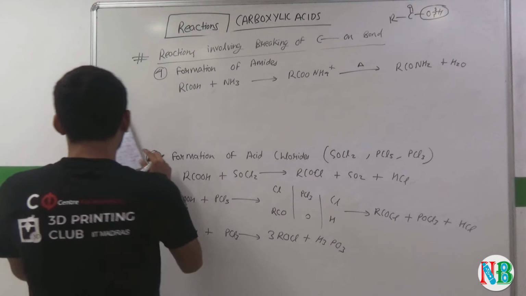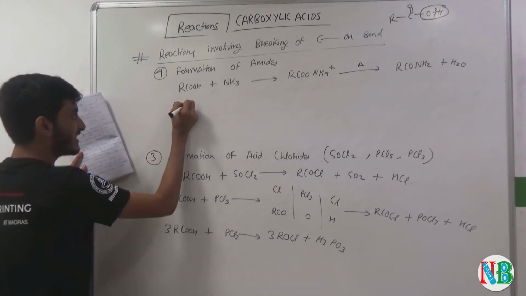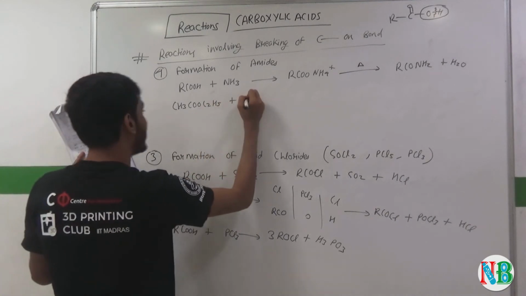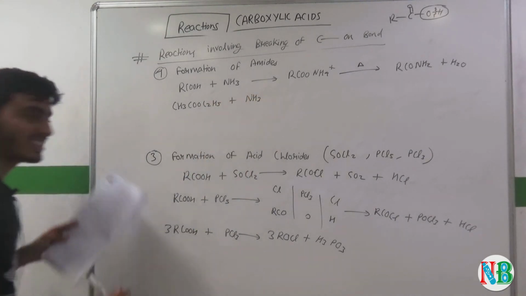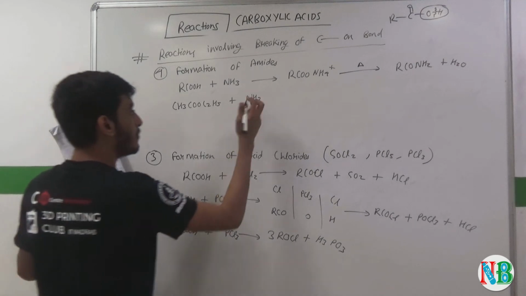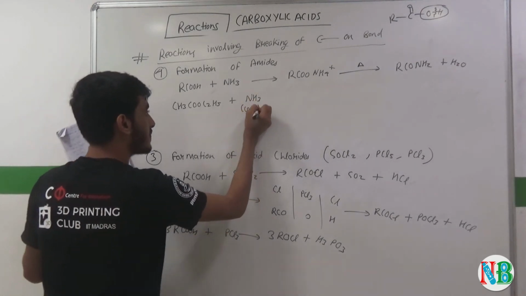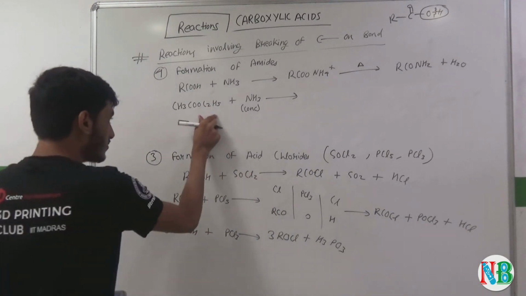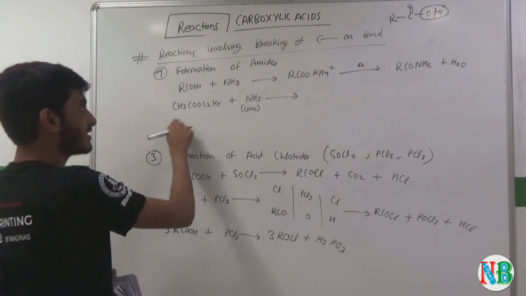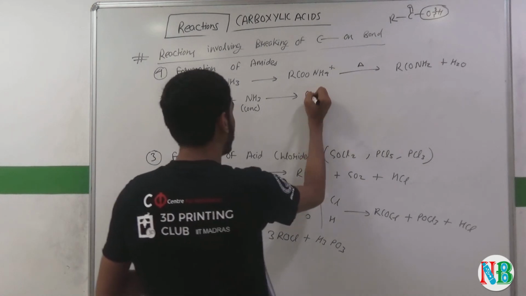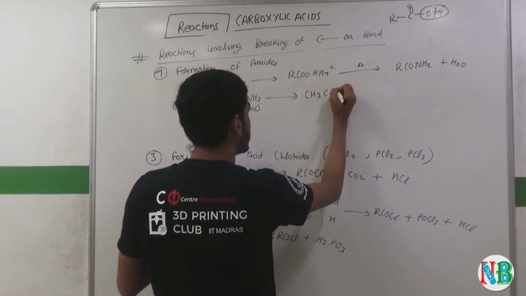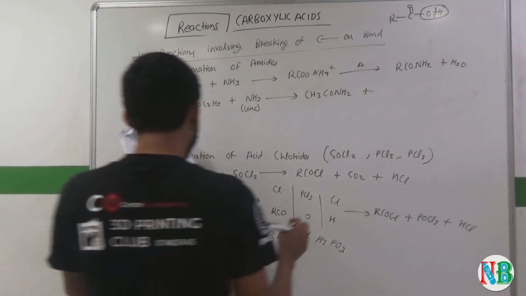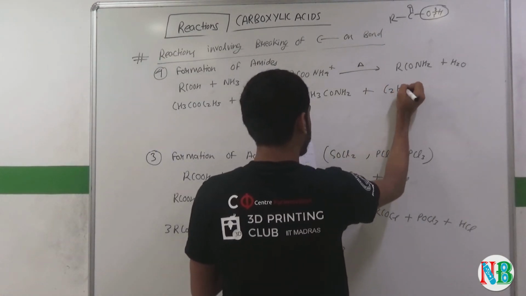If I take an example with an ester, suppose I take an ester CH3COOC2H5. With this ester, I react ammonia. Now this reaction moves forward only when the ammonia is concentrated. What happens is that the first part, CH3CO, forms an amide compound, which is CH3CONH2, and the rest will form an alcohol, that is C2H5OH.